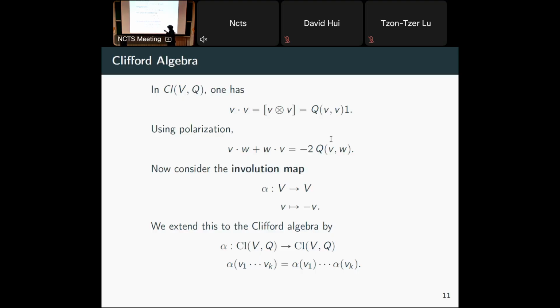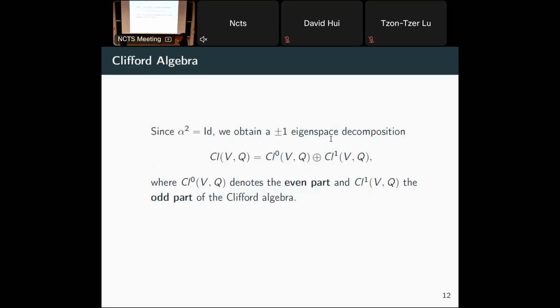So basically, which means alpha squared is 1, and plus and minus 1 are the eigenvalues, and so it will give you a decomposition of your Clifford algebra into the Clifford 0 part and Clifford 1 part. So 0 part means Clifford product of an even number of elements, 1 part means an odd number of elements.